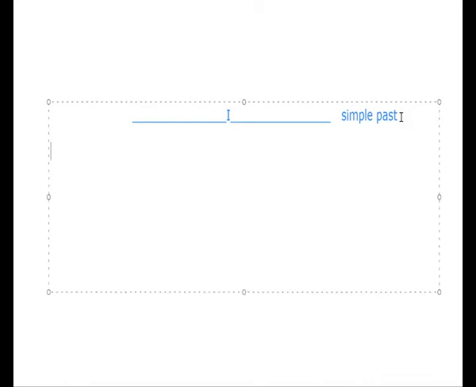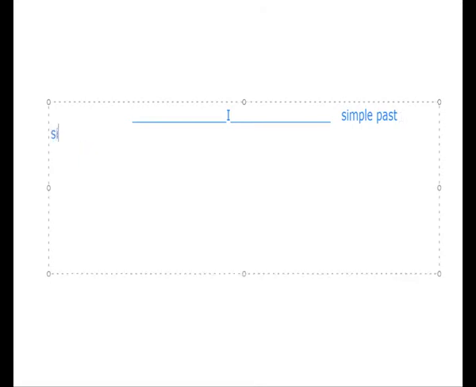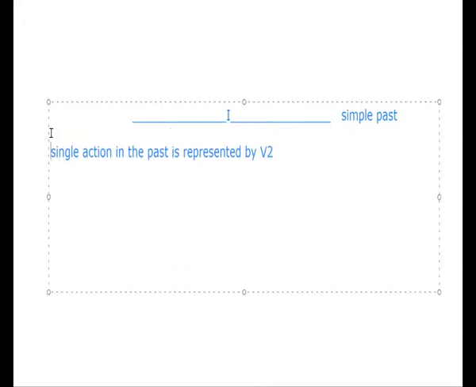Remember, I'll type this: one action, or let me say single action, in the past is represented by V2. That is rule number one. All persons: I went, you went, we went, they went, she went, he went. All persons, one past action, V2.